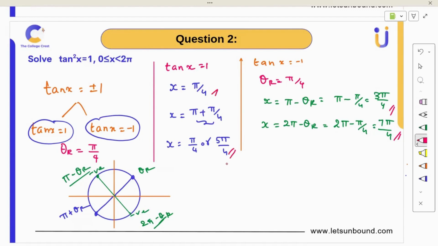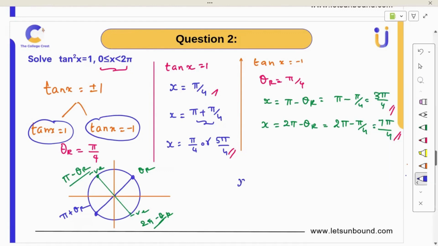Can you see it? And you have to check whether it falls into your domain. If it's out of your domain, you can just neglect it. Pi by 4, 5 pi by 4, 3 pi by 4, 7 pi by 4 all lie within the domain. 8 pi by 4 will not be in the domain because 8 pi by 4 is 2 pi, right?